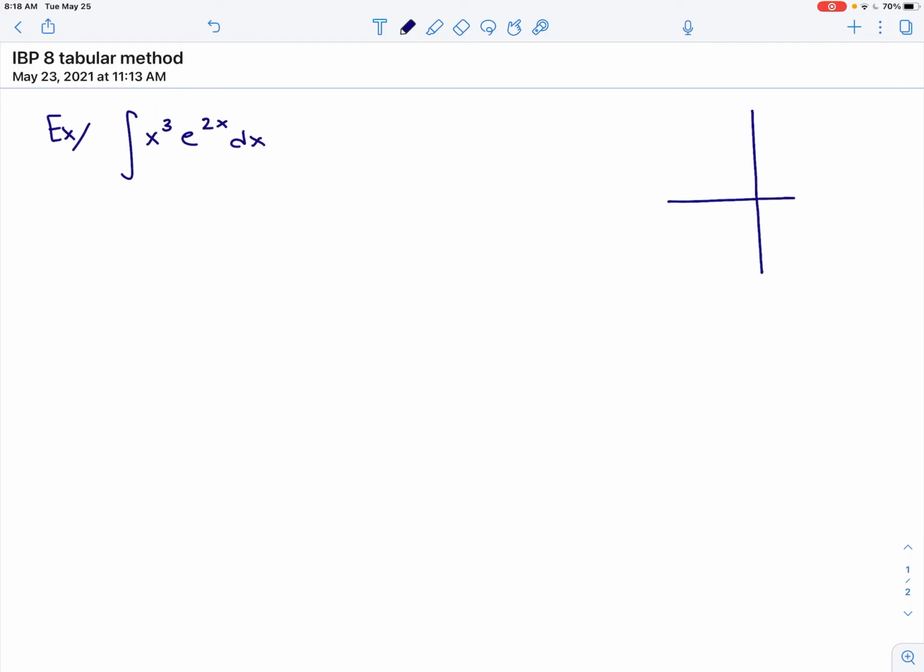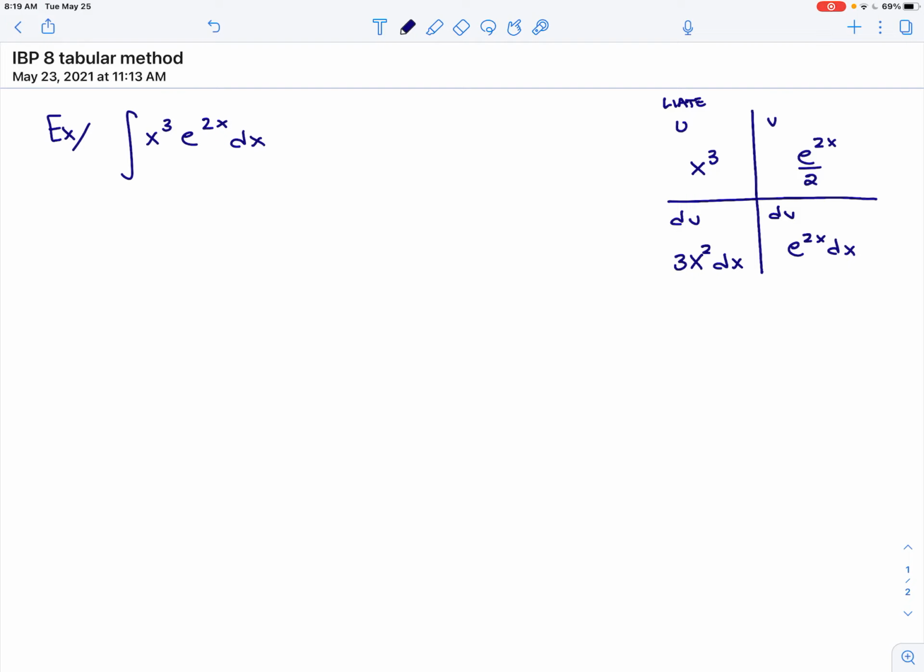So instead of drawing the box, I'm just going to draw a grid. So I have u, v, du, dv. LIATE: logs, inverse, algebra. So x cubed e to the 2x dx. So we're going to be careful of that 2x because that's going to mean I have a linear inside and I'm going to need to undo that. So this gives me, when I take the derivative, 3x squared dx, and then e to the 2x over 2.